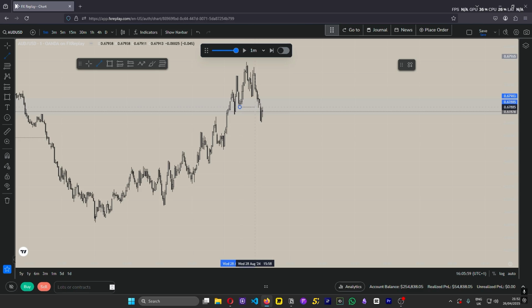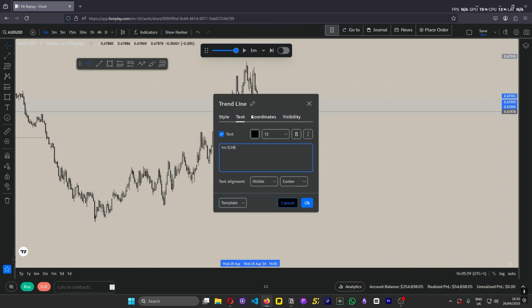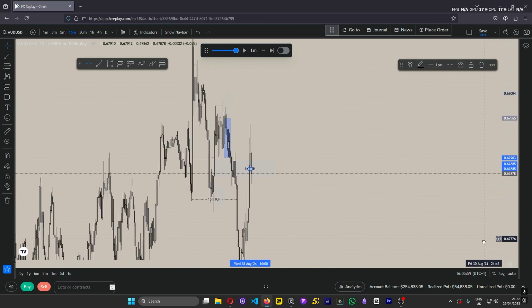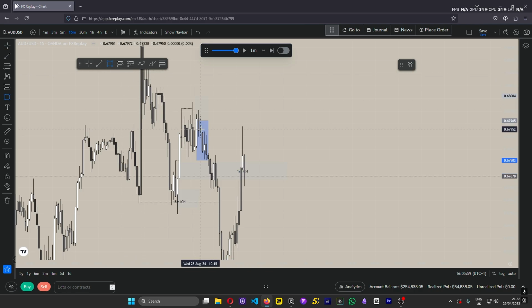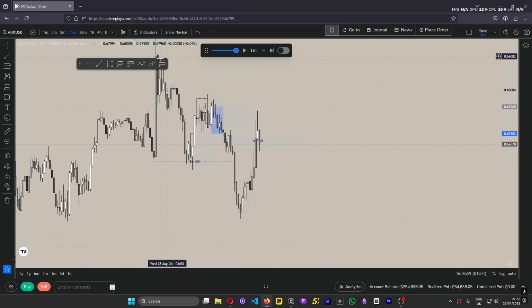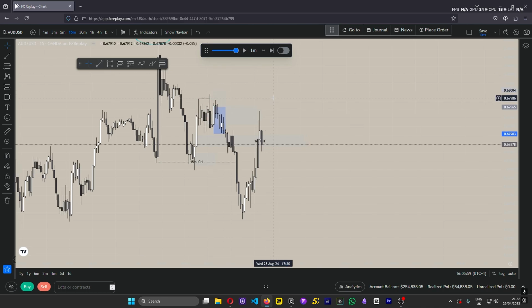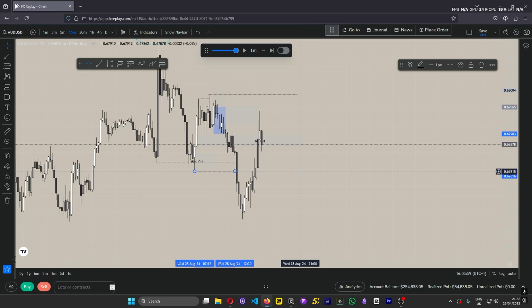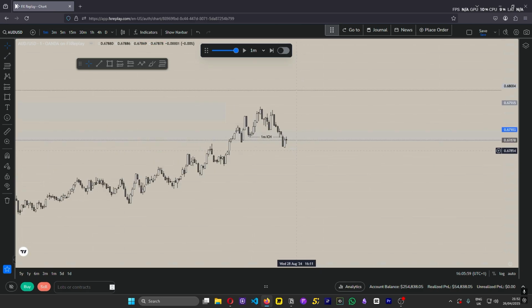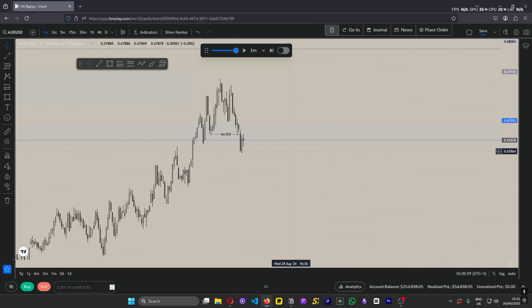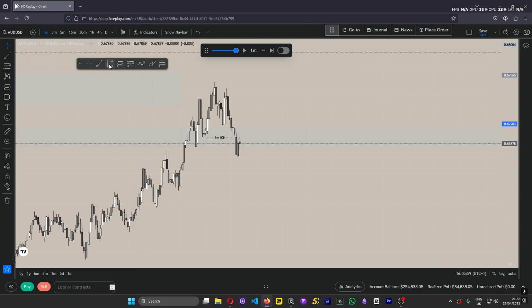Right here, 1 minute internal change of character. What did we get the shift off of? It came to an extreme zone, which is right here, and we just respected the protected structure, which was up here, because this is the last break of structure. So in my head, what I'm thinking now is that since we do have imbalance right here, price is going to go target the low. So I'm going to be taking this.